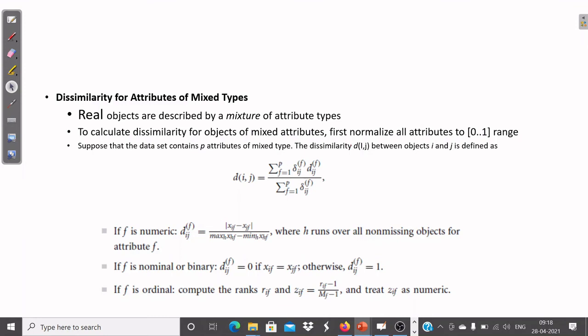According to this equation, this is how you find the total dissimilarity or distance between objects xi and xj. You are individually calculating distance measures for each of the different types of attributes. For a numeric attribute, this is the method. For nominal or binary attributes, the distance is 0 if the values of both i and j are the same. Otherwise, it is taken as 1. In the case of an ordinal attribute, you normalize it and then treat it like the numeric attribute itself. So that is for the distance measure.